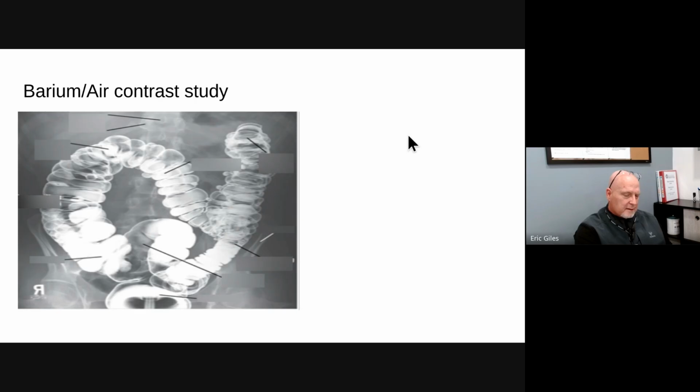Okay, these pictures are really neat. These are my favorite pictures. We don't do these very much anymore. We certainly don't do them in the urgent care. But it's a dual contrast bowel study. So what you do is you have the patient drink a bunch of contrast. You give them a couple hours till it's in the bowel.